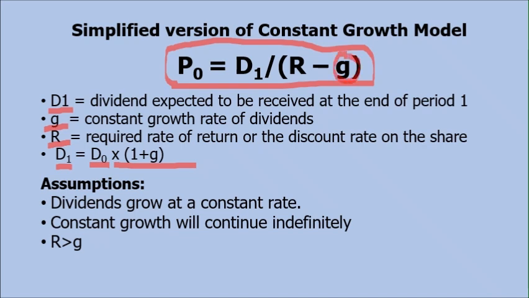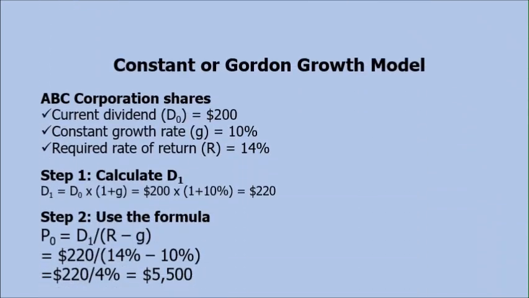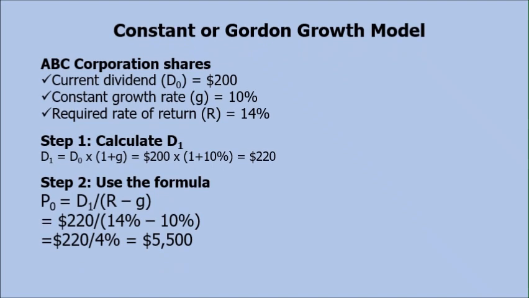These are theoretical assumptions, but we have to accept these assumptions if we are to calculate the theoretical value of the share. The required rate of return R is greater than the constant growth rate G, because if R is less than G, the model does not work because the intrinsic value becomes negative and thus meaningless. And if R is equal to G, the denominator becomes 0 and the intrinsic value calculation becomes mathematically meaningless.